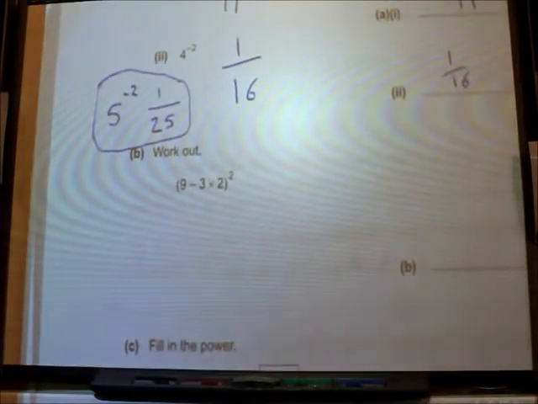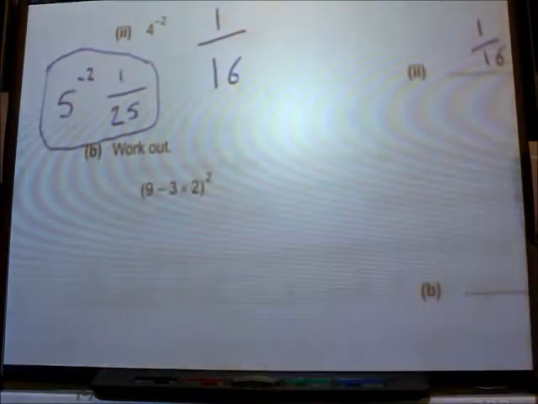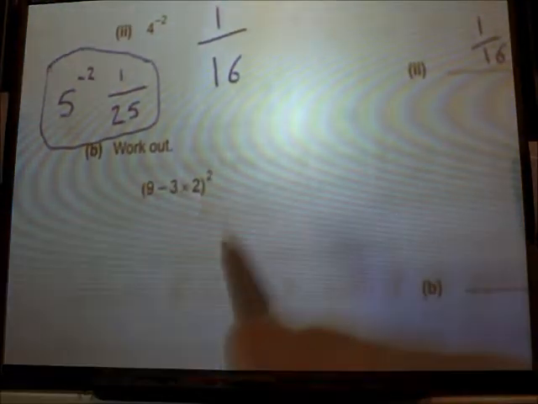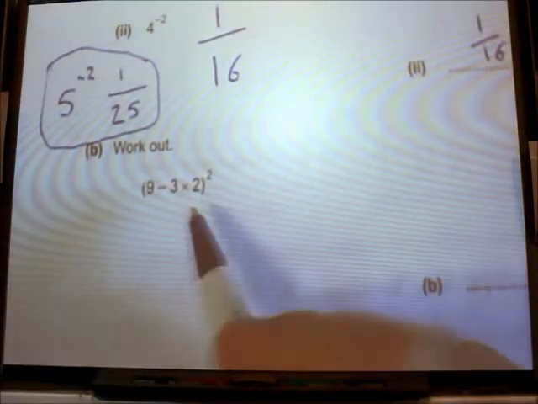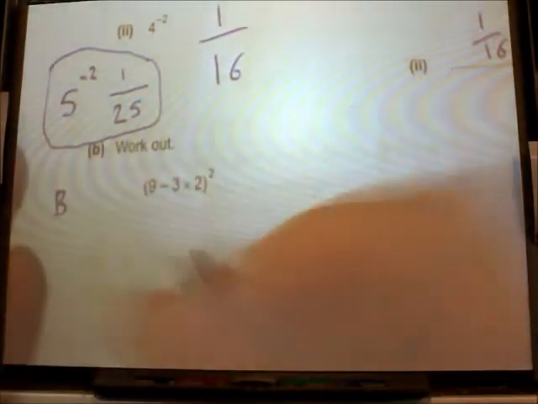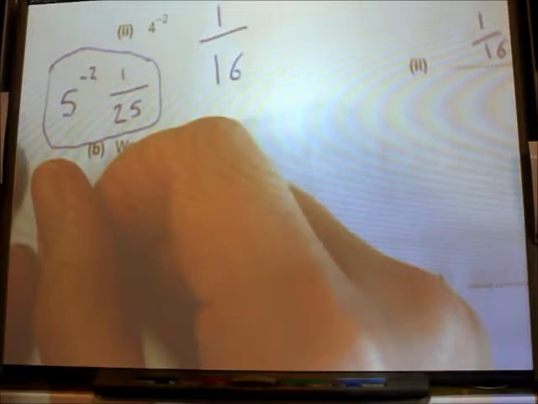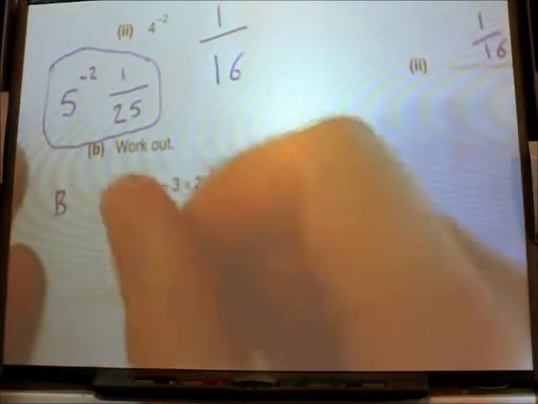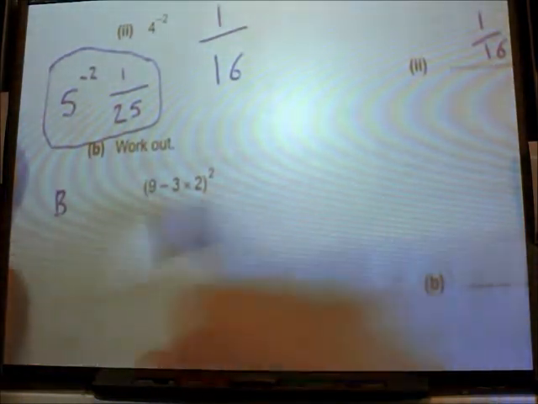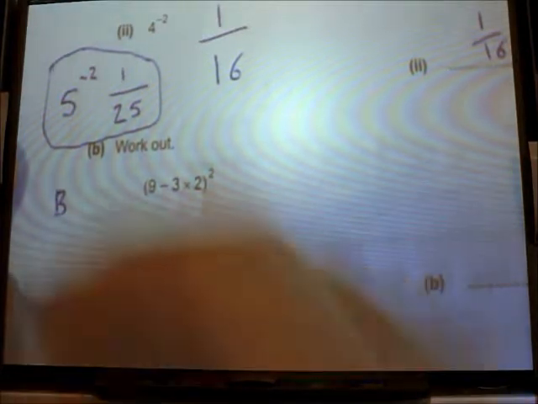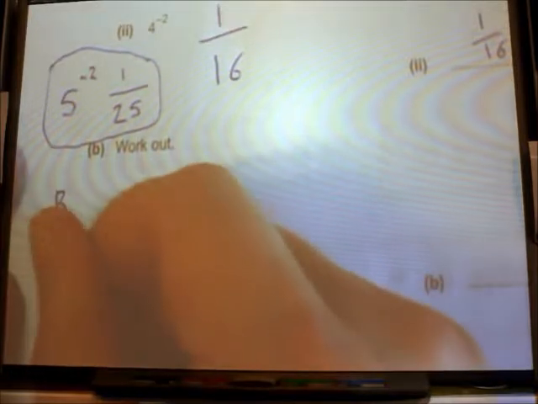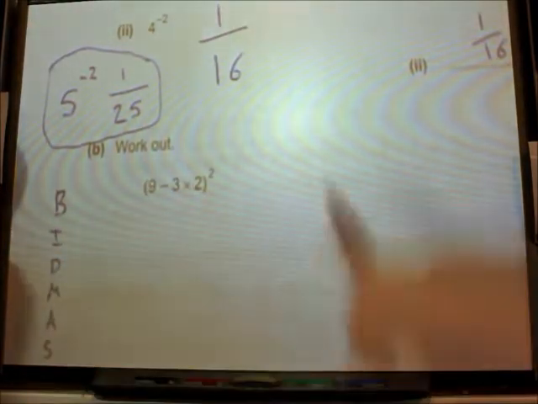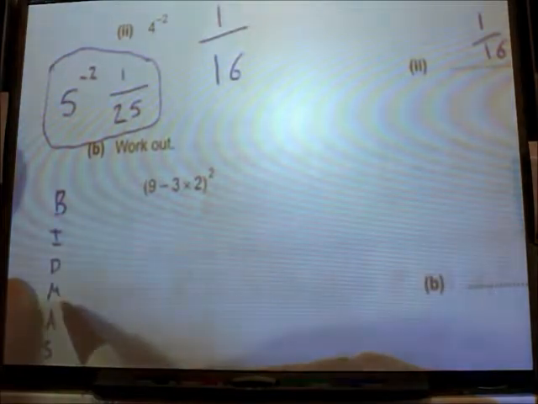Next one, work out. Okay, well, it's a BIDMAS question, I think. What you do, you need to work the brackets out first. So we're not going to do the squaring bit. We'll do that later. Your BIDMAS stuff. So you do your brackets first, which is what we're going to do. Then you do your index numbers, but we're going to do the brackets first. So inside the brackets, you've got a subtraction and a multiply. So it goes brackets, index numbers, divide, multiply, add, subtract. So we're going to do the multiplying first.